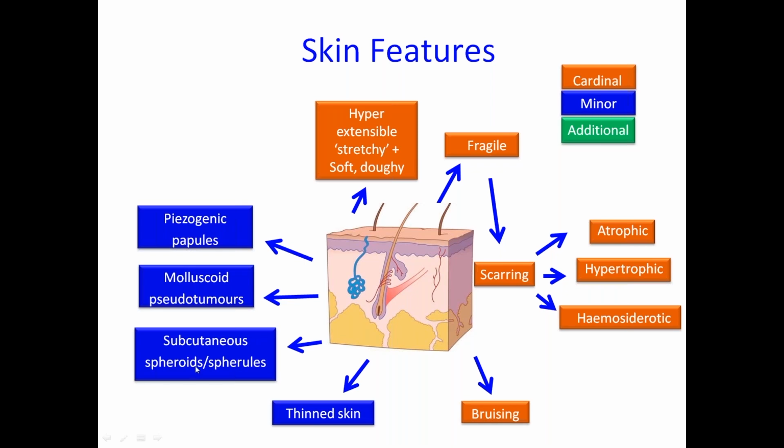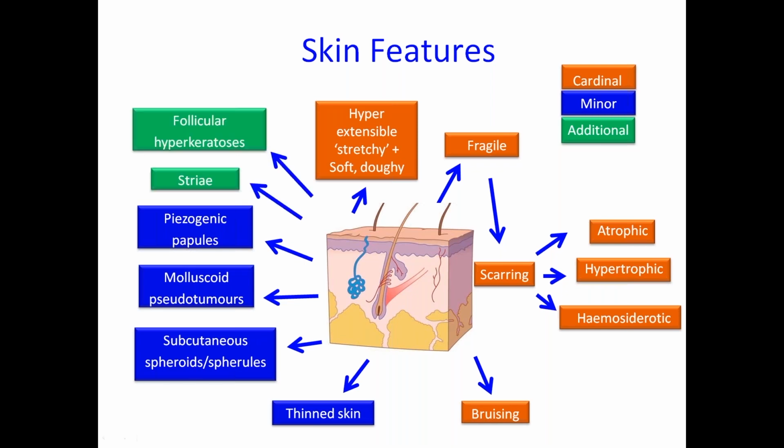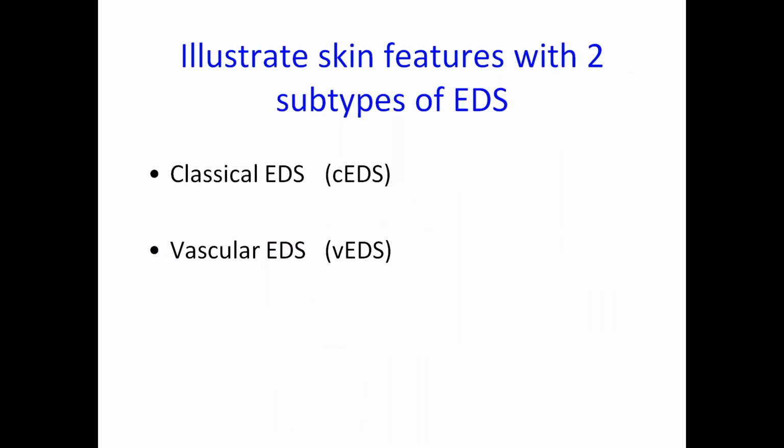And then there are other features we see that aren't yet recognized as part of the classification. Stria is stretch marks and follicular hyperkeratosis, little bumpy changes in the skin. And again, I'll show you what I mean by these features. And what I'd like to do is illustrate mainly with two subtypes of EDS, the classical and the vascular. I'll touch upon hypermobile EDS, although the skin features are not as marked in that subtype.